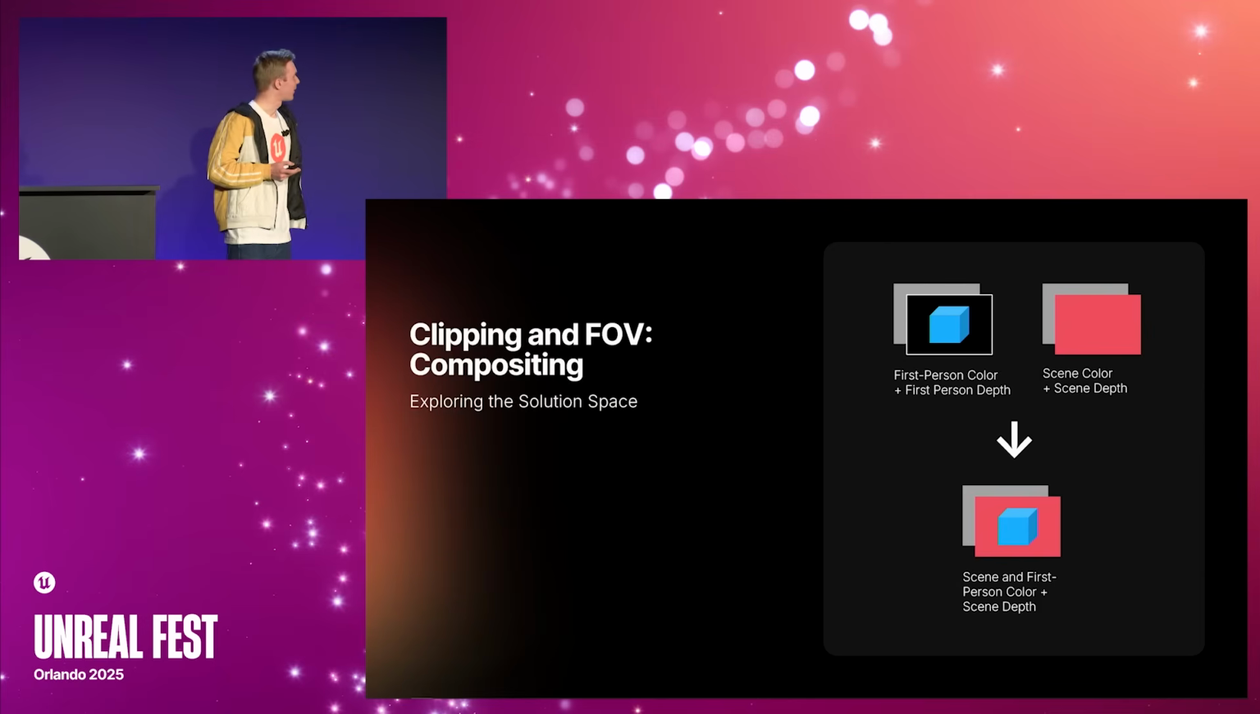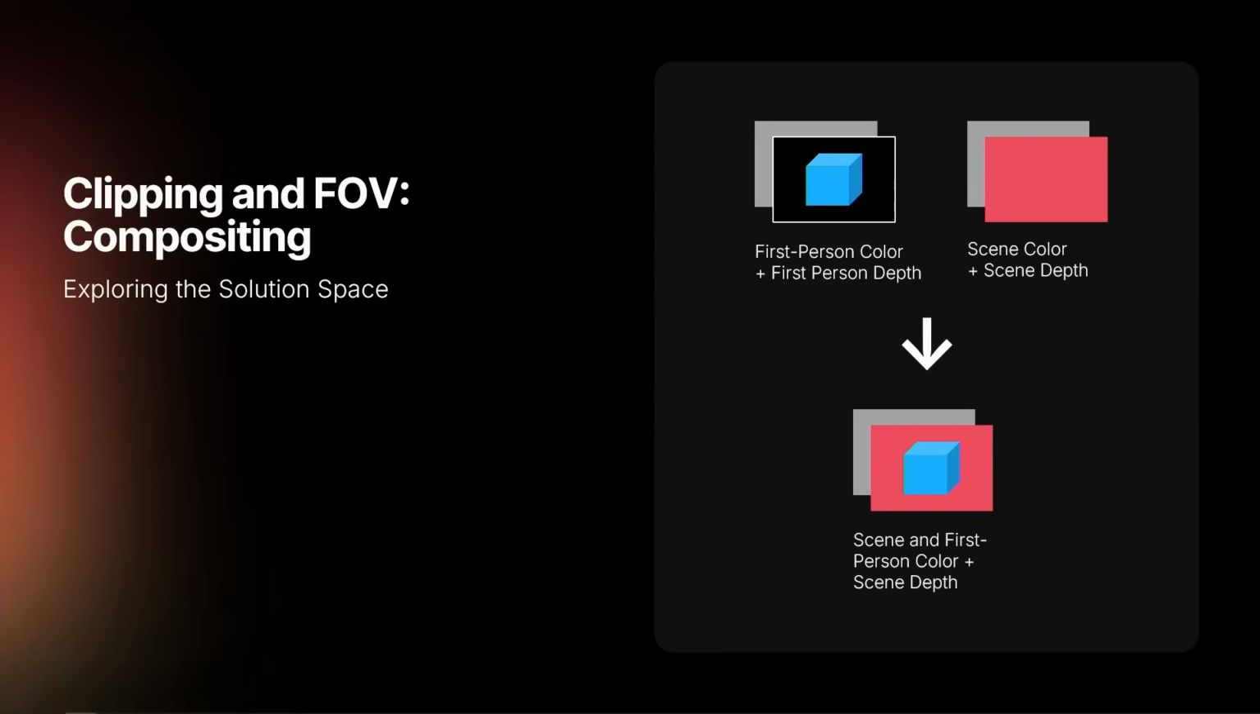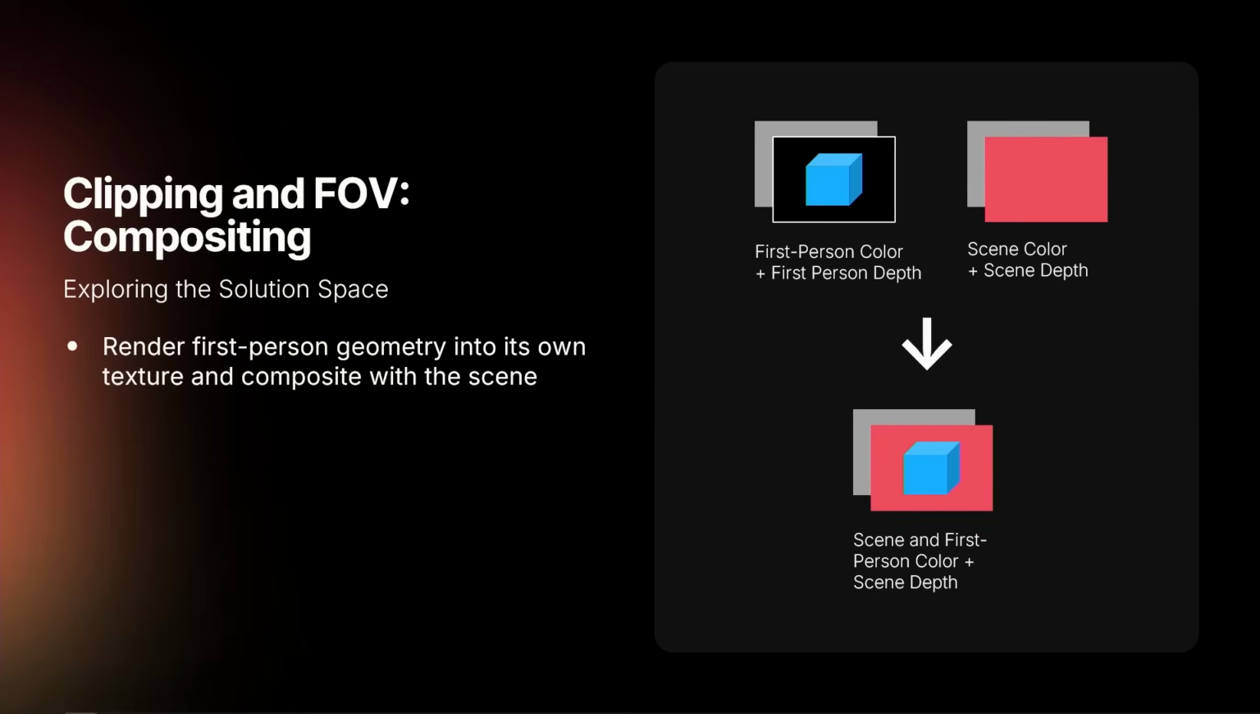Okay, so let's look at the first solution that you would probably find if you start Googling for this. I would call this one compositing, and it's fairly straightforward. The idea is we first render first-person geometry into its own texture, and then we composite that with the scene. So essentially, a separate render target, and then we just paste that on top.